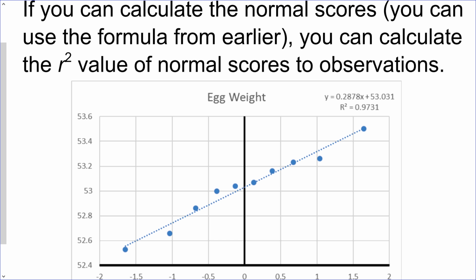So again, if you can calculate the normal scores, and you can use the formula from earlier, then you can calculate the R-squared value of the normal scores to observations, thus allowing you to know if in fact those observations can be considered normal.